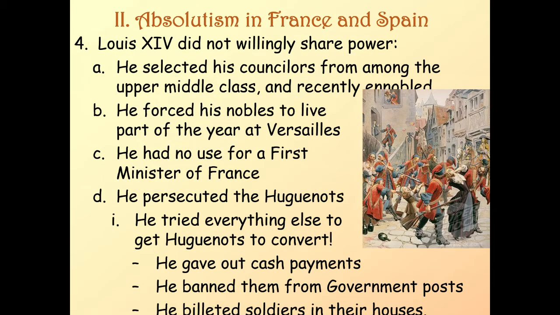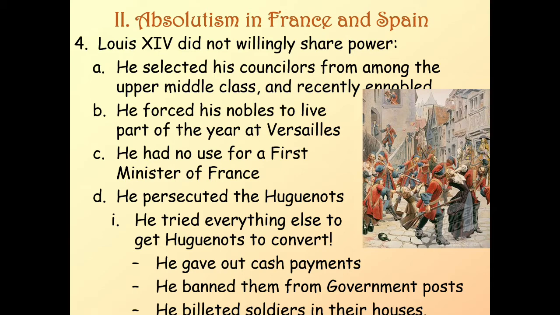Louis XIV did not willingly share power. He selected his counselors from among the upper middle class and the recently ennobled. The old nobles, the nobles of the sword, he shut them out. And he forced his nobles to live part of the year with him at the palace of Versailles. He had no use for a first minister of France. He was his own first minister.